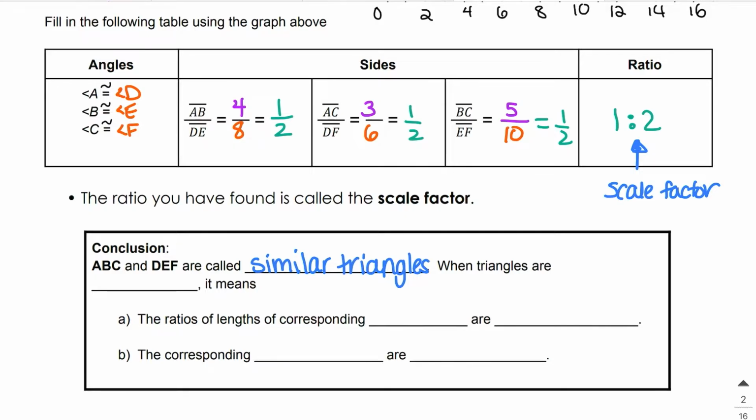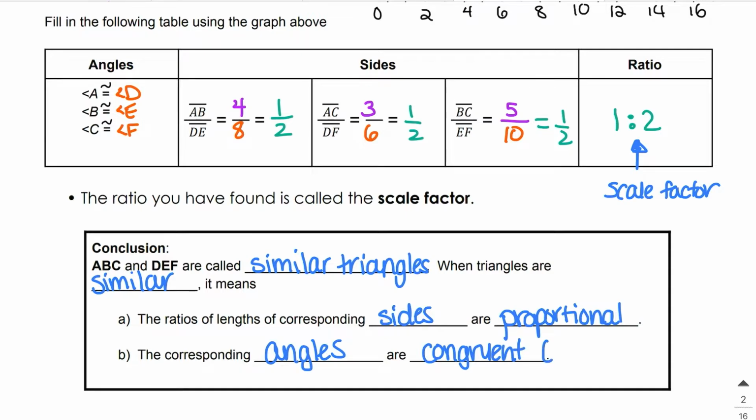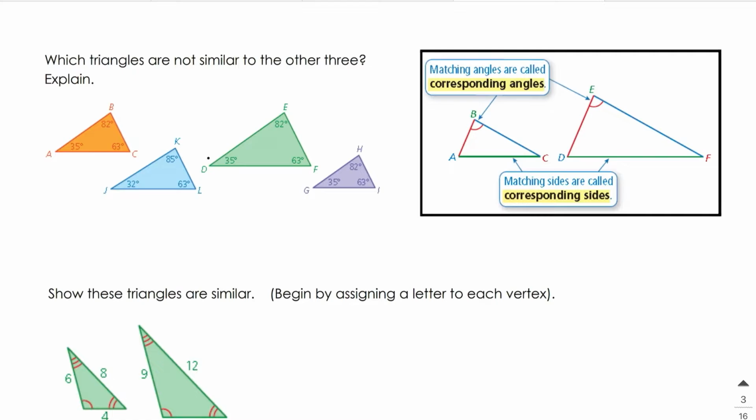When triangles are similar, it means two things. The first thing it means is that the ratios of lengths of corresponding sides are proportional. And then the other thing that it means is that corresponding angles will always be congruent. And another word for congruent just means that they are equal.